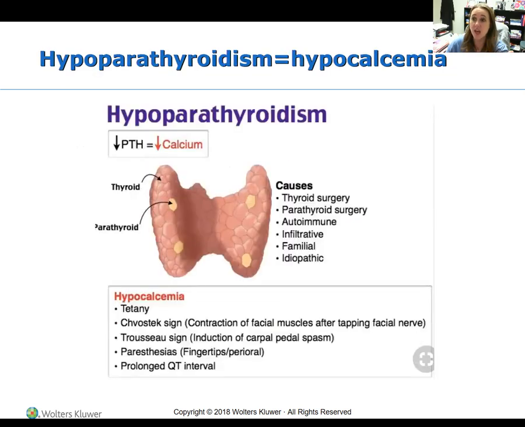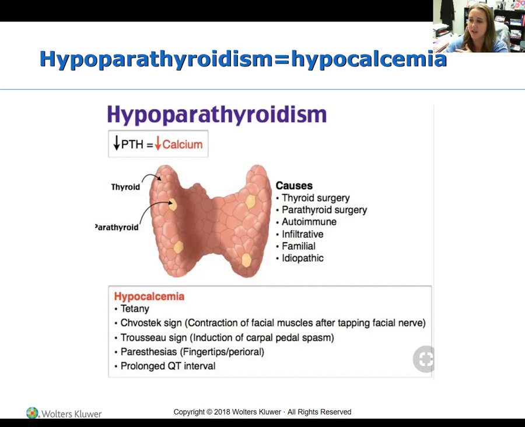And then obviously hypoparathyroidism is going to equal hypocalcemia. So again, with hypocalcemia, we have tetany, which is general muscle hypertonicity that can cause tremors and spasms and uncoordinated movement. So we have that Chvostek sign, that's the tap over the facial nerve where we'll see that muscle twitch of the mouth, nose, and eye right there on that side.